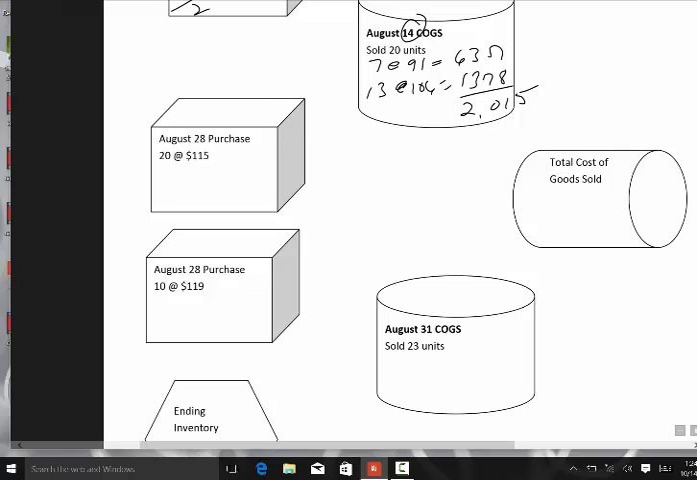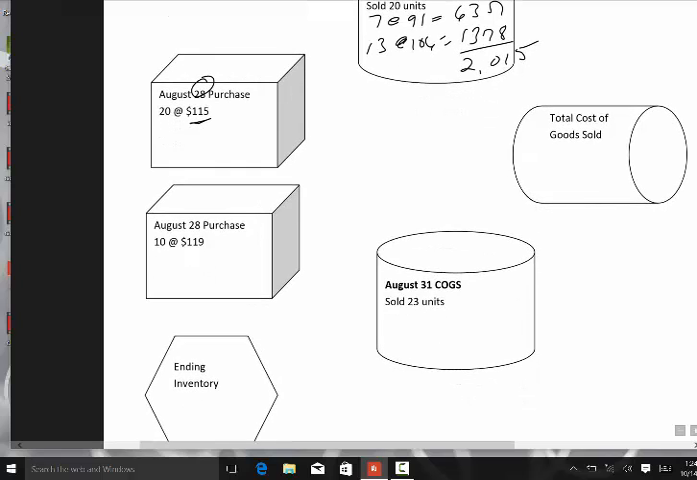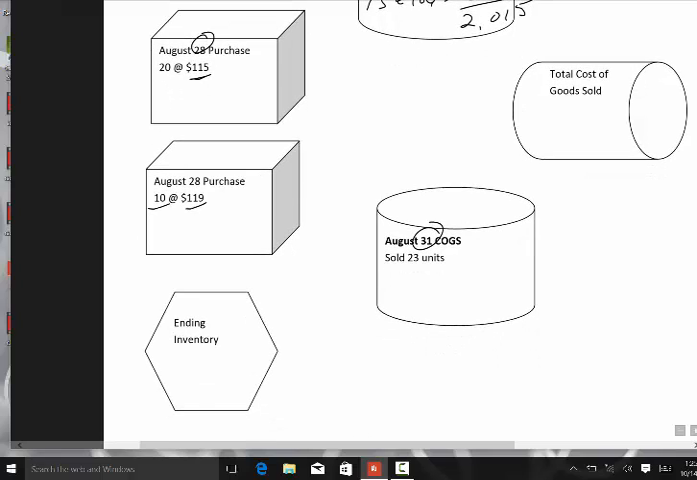Okay, and then on our next purchase, August the 28th, I think that date's off, we purchased 20 units at 115, and then we purchased 10 units at 119, and then on the 31st I have a sale of 31 units. So I have to identify what I sold.